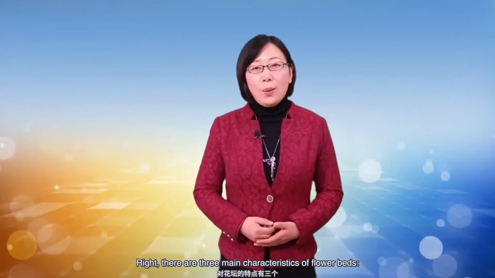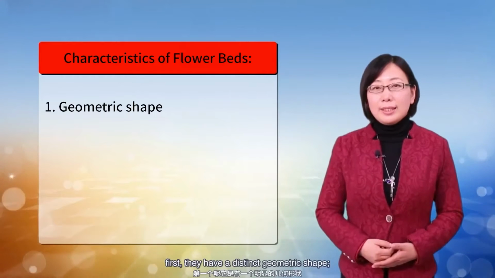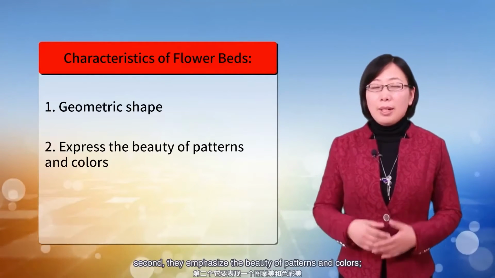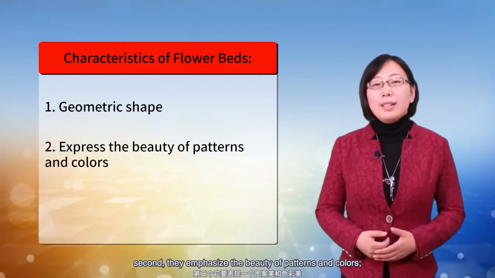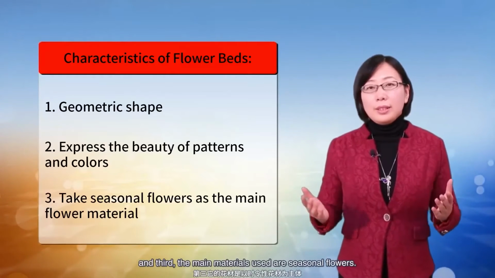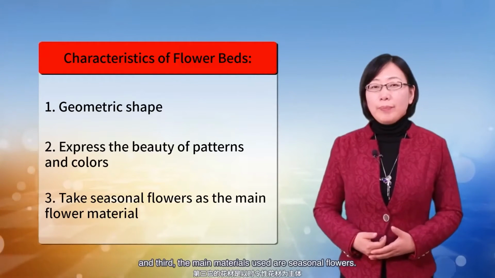Right, there are three main characteristics of flower beds. First, they have a distinct geometric shape. Second, they emphasize the beauty of patterns and colors. And third, the main materials used are seasonal flowers.